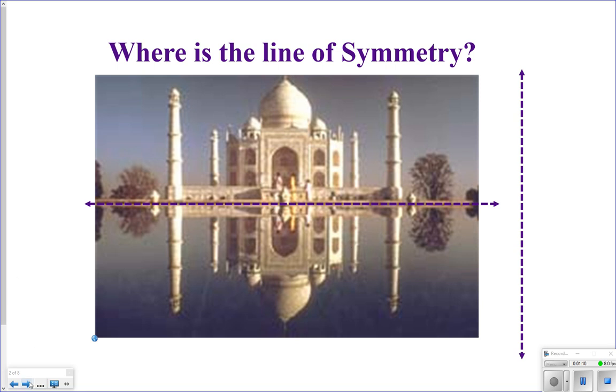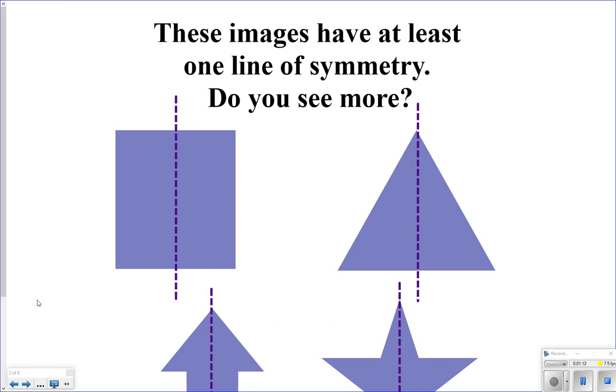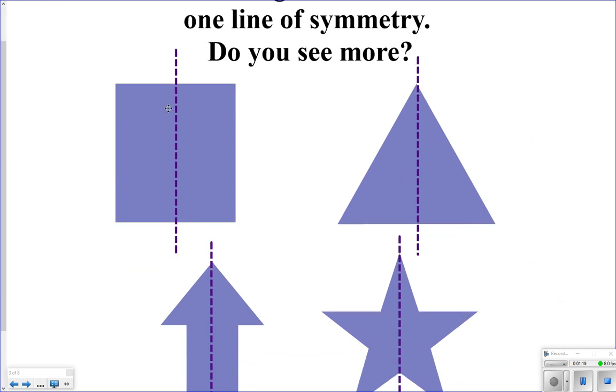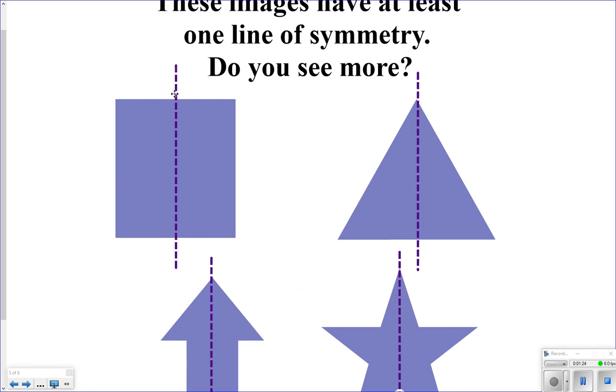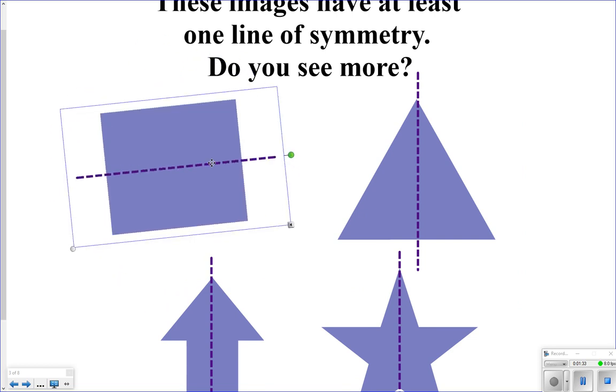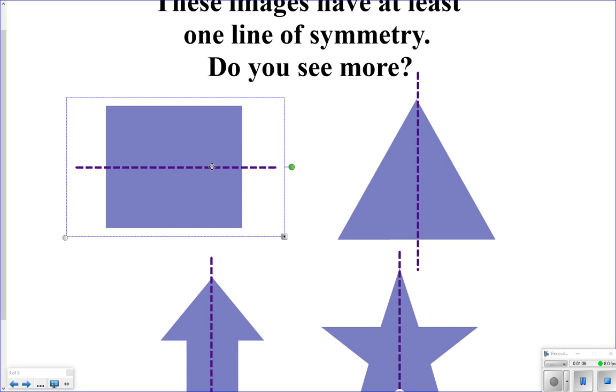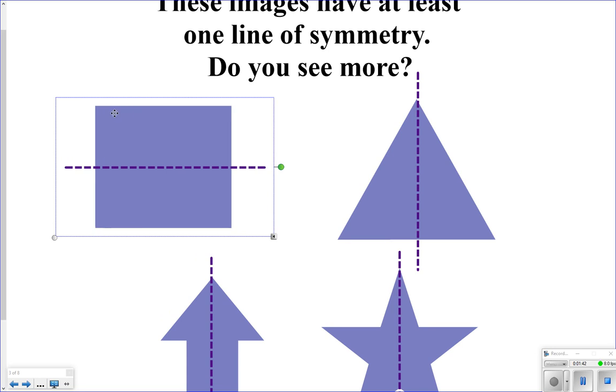Okay? Now we have images that have lines of symmetry, at least one, as you see. This is a rectangle. How many lines of symmetry does the rectangle have? Yes, this is one line of symmetry, and we have another one. We have a vertical one and a horizontal one. The rectangle has two lines of symmetry, a horizontal one and a vertical one.